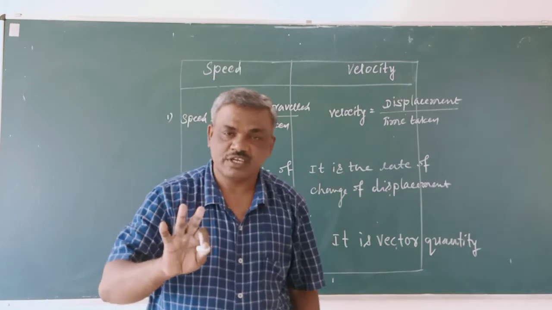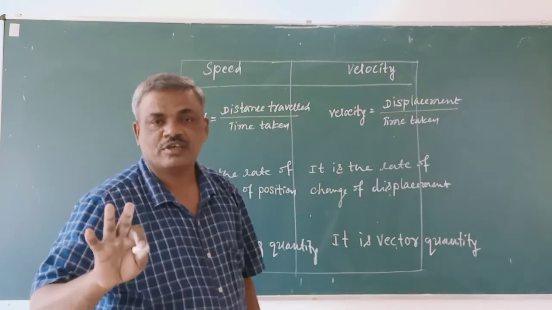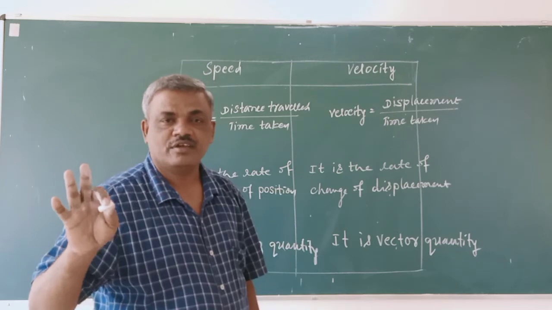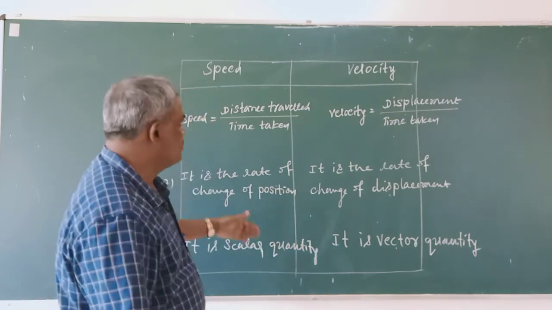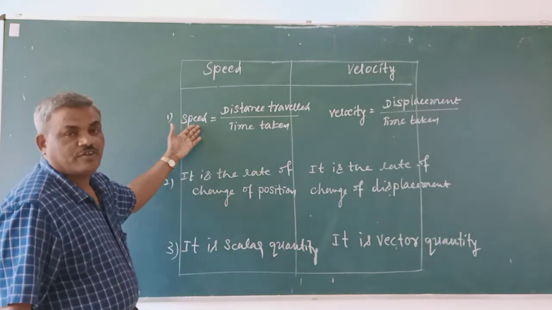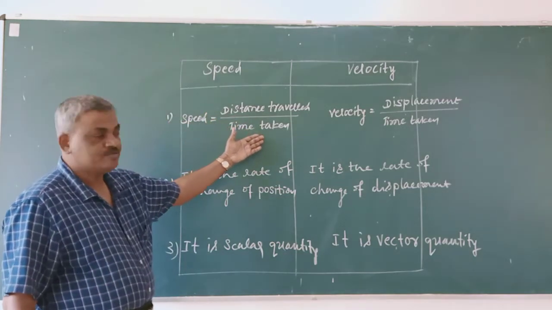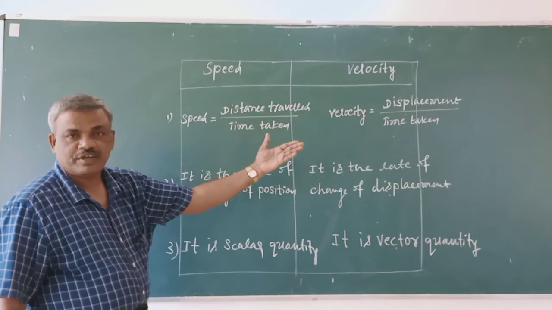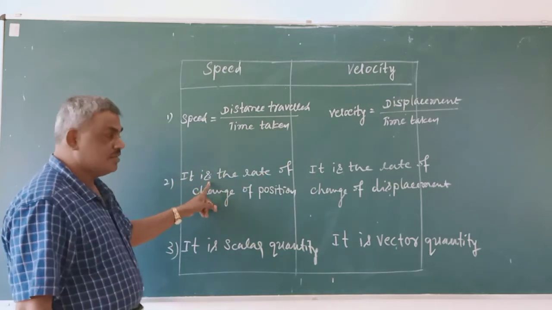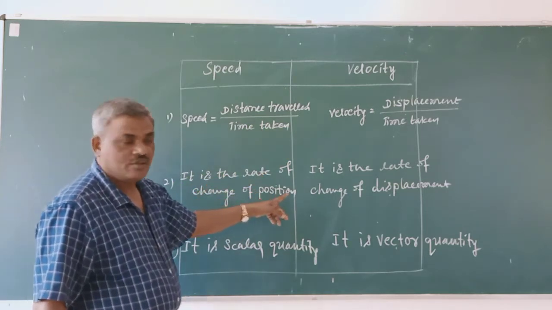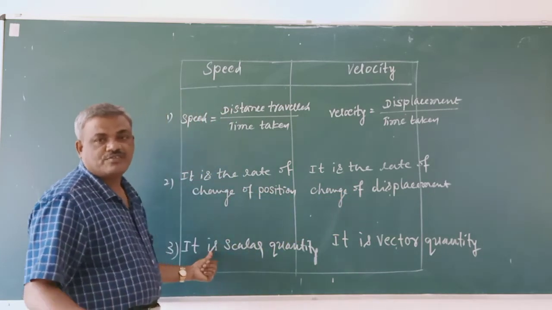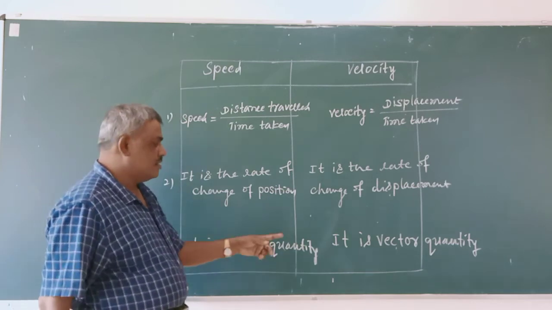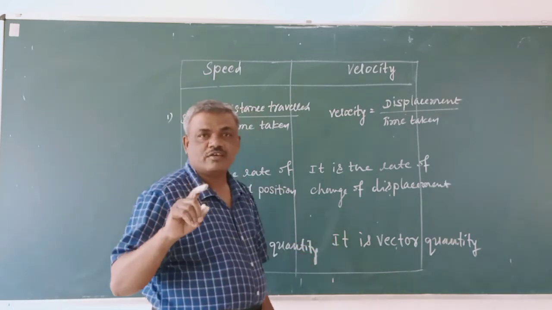So now there are 3 points for the examination. In a 2-mark question it is very important: write any two differences between speed and velocity. So now we have looked at it here. Speed equals distance traveled by time taken. Velocity equals displacement by time taken. Speed is the rate of change of position. Velocity is the rate of change of displacement. Speed is a scalar quantity and velocity is a vector quantity.